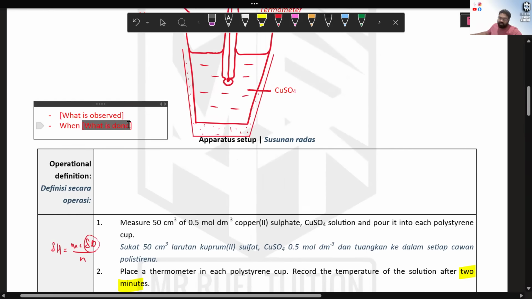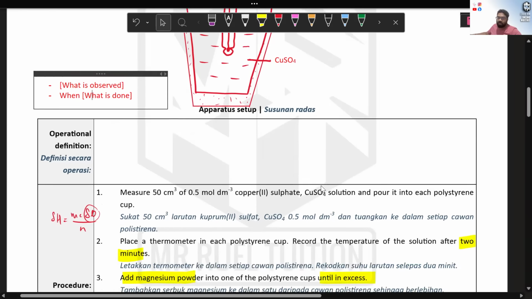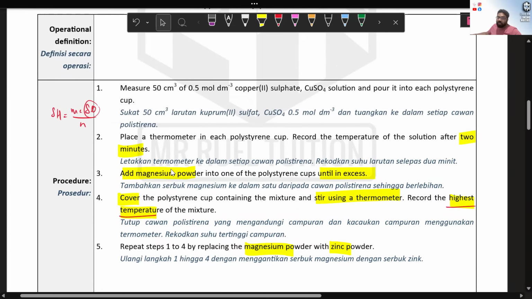Okay, so what is done? What did we do to get this observation? All right, to get this responding variable, to get this measurement, what is done for this? So when we add magnesium powder into 50 cm cube of 0.5 mole per dm cube copper 2 sulfate solution until excess, that is done. Okay, so when we do this, then we get this observation. That is operational definition for chemistry.